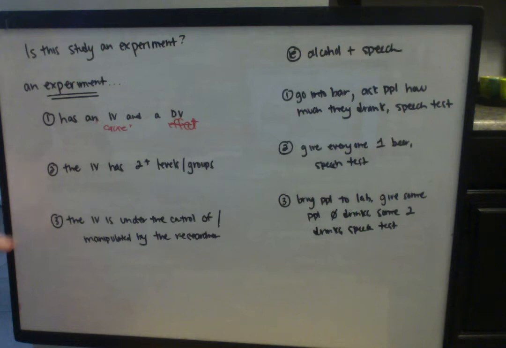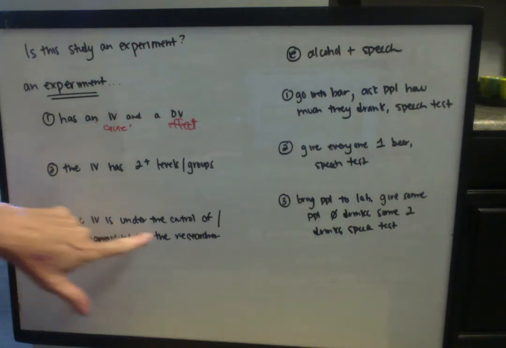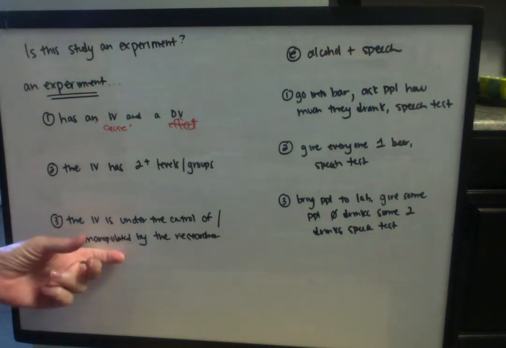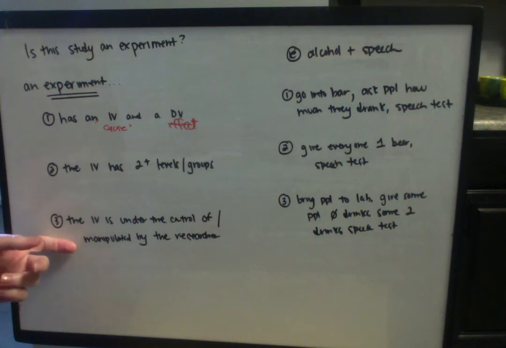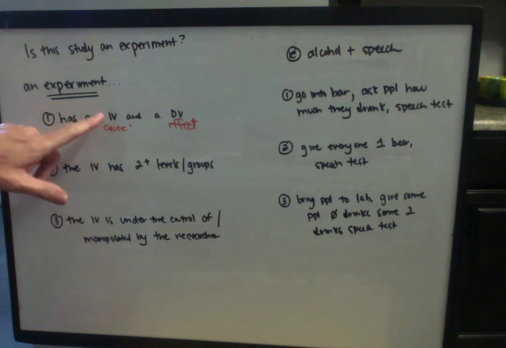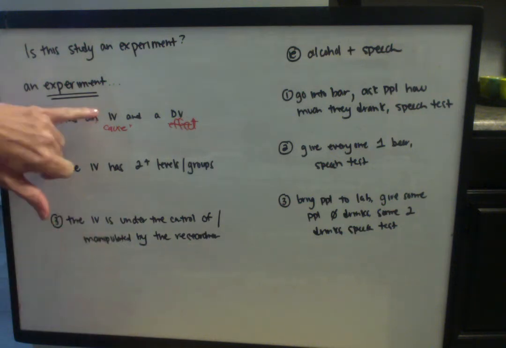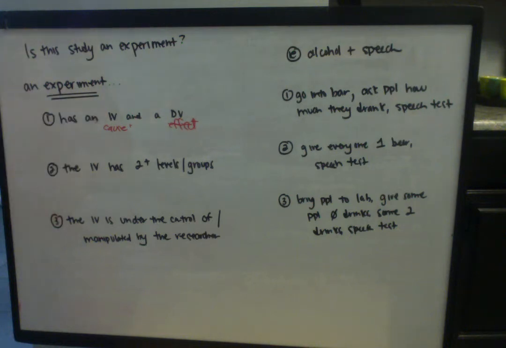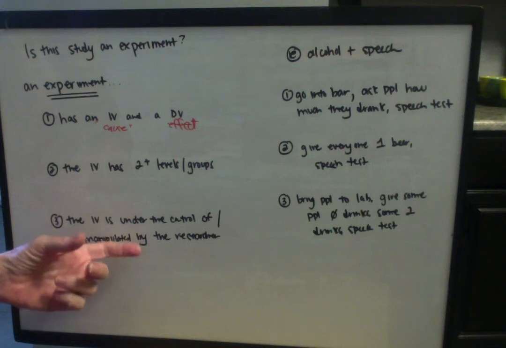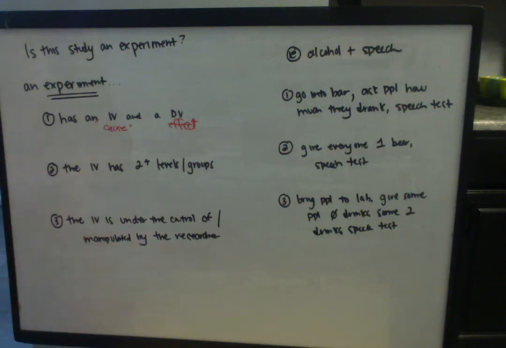And then the last criteria is the one that, more often than not, a study is going to violate, which would make it not an experiment. The third criteria is that the independent variable is under the control of, or manipulated by, the researcher. Basically, this means that the researcher is the one administering the independent variable. The person's not just taking their own treatment, but it's the researcher, him or herself, that's actually giving the participants the treatment. So if the researcher is manipulating, controlling the independent variable, then it meets this criteria. And only if we have met all three of these criteria is something actually an experiment.